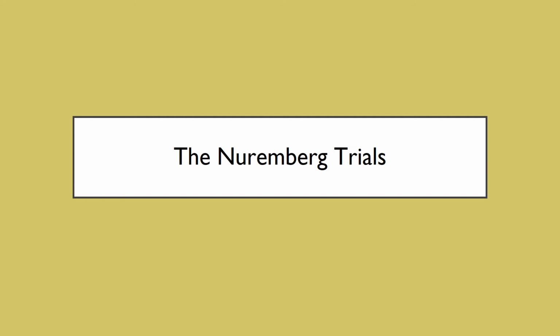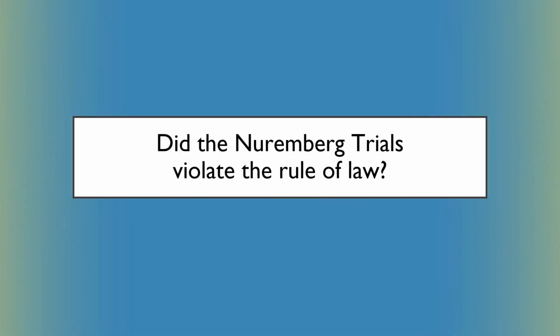The question is, did they commit a crime? How could you have a trial if there was no crime? In order for there to be a crime, there has to be a law against it. That's a basic principle of the rule of law. These concerns take us to this question. Did the Nuremberg trials violate the rule of law? If they did, then the trials would have been illegitimate.